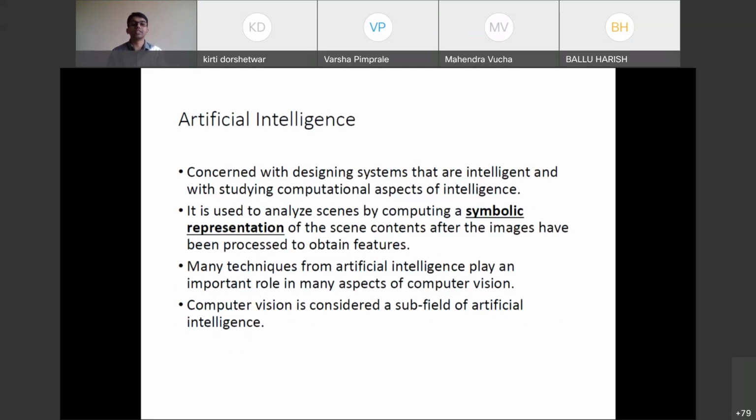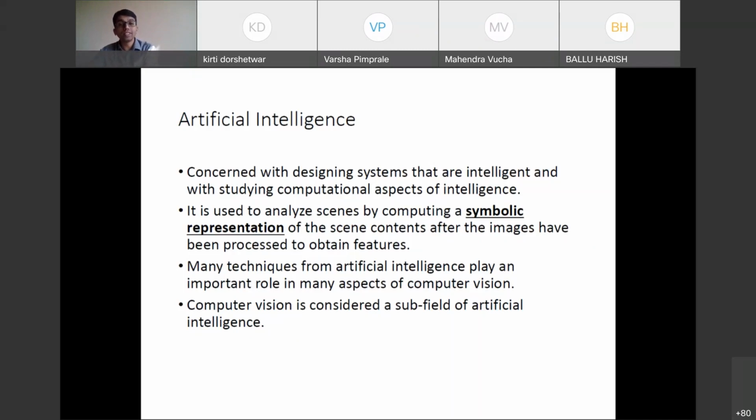So it is used to analyze scenes by computing a symbolic representation of the scene. It is not like you are giving some image to a computer and telling it to identify. It won't go identifying pixel by pixel, because on each pixel there will be some 8-bit value ranging between 0 and 255, but a single pixel won't be able to indicate what exactly is there in that scene. So you need to group multiple pixels to form an object. That's where pattern recognition comes in: if you have a similar pattern, they belong to the same object. Right?